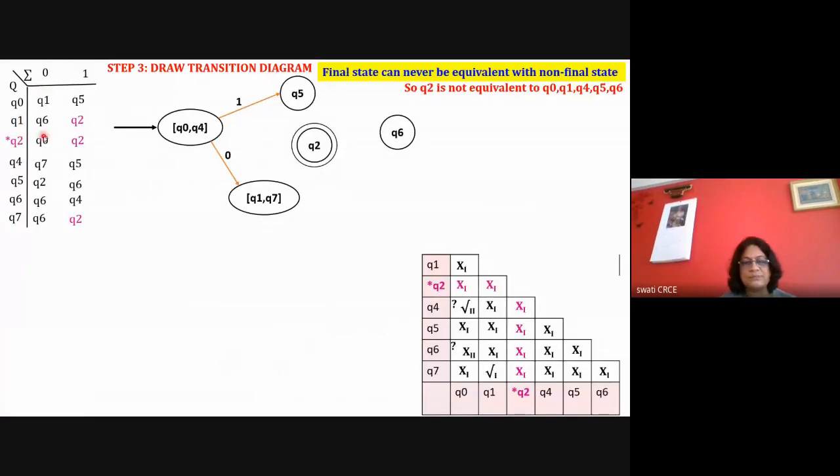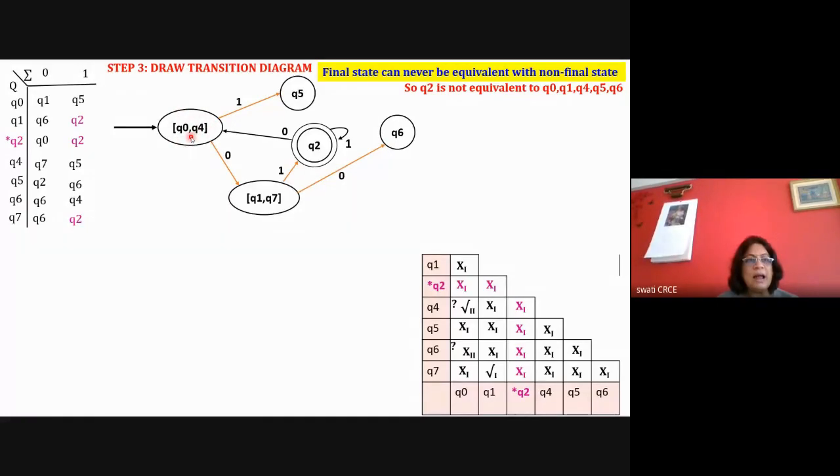Q1 with 0 is Q6. Q1 with 1 is Q2. So draw that. Then you take Q2. Q2 with 0 is Q0, and Q2 with 1 is Q1. Then Q4 with 0. So Q4 has been combined here.